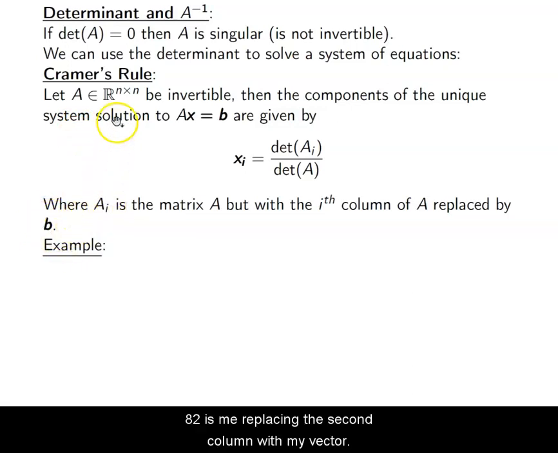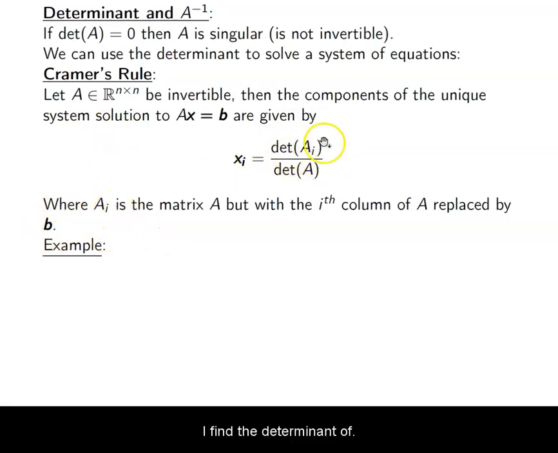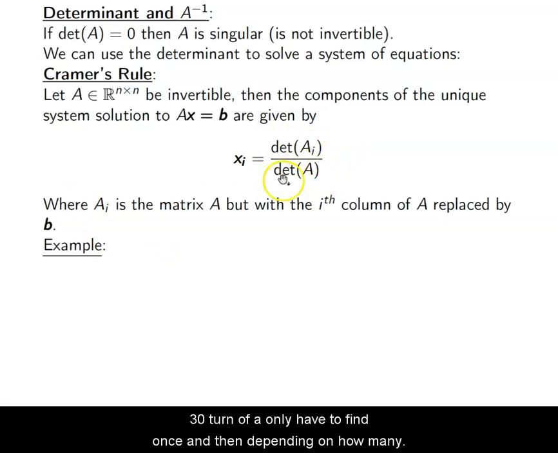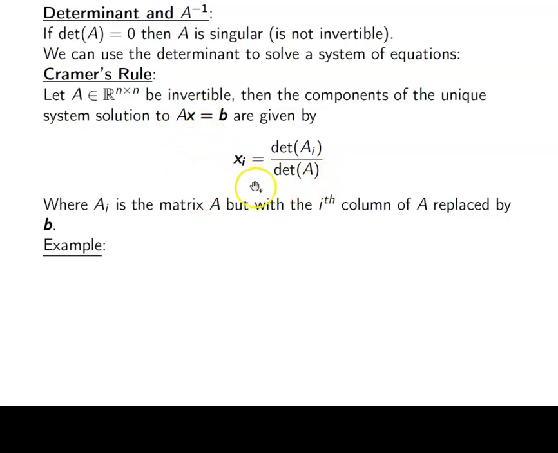A2 is me replacing the second column with my vector B, and all the other columns stay the same. And each time I find the determinant of that. The determinant of A I only have to find once. Then depending on how many columns I have, n columns, is how many times I have to find the determinant. So I actually end up finding the determinant n plus 1 times: n times here for each of those variable answers, and then 1 time for my matrix A in general.